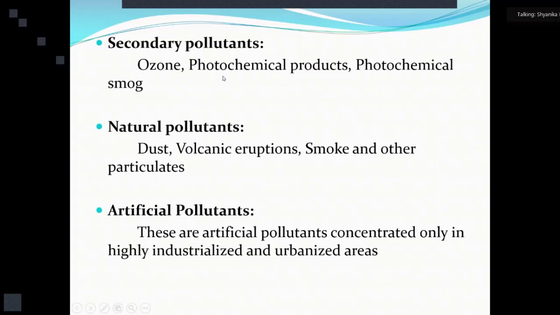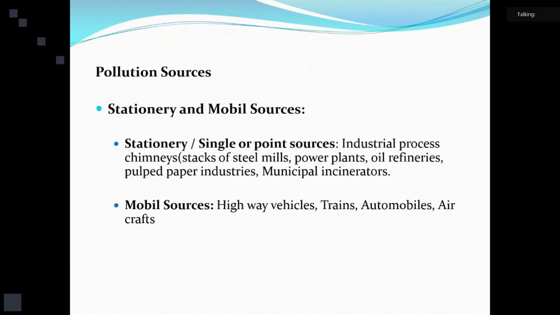Then natural pollutants are there. For example, dust particles, volcanic eruptions, smoke, and other particulate matter, they all are natural. And artificial pollutants are concentrated in industrial and urbanized areas. That means human activities generate these pollutants. They are totally artificial.